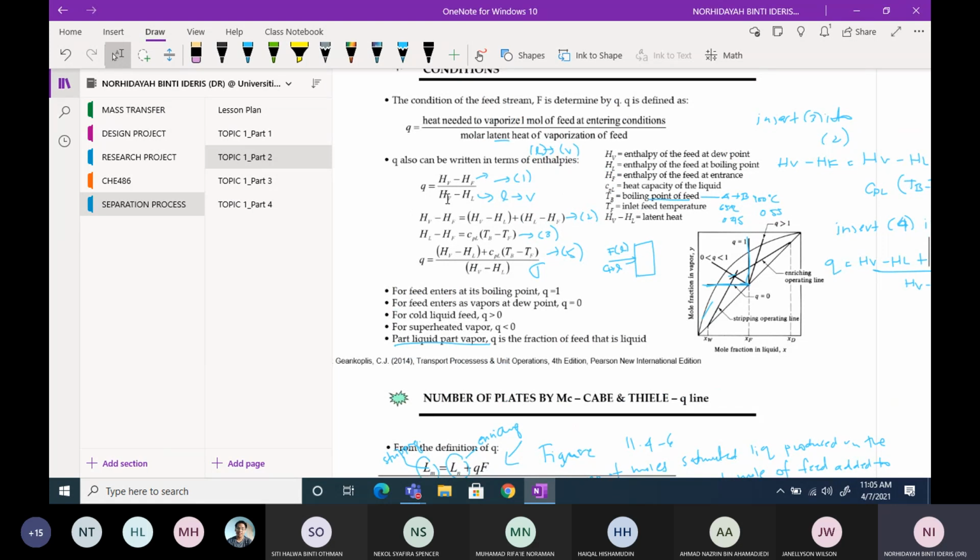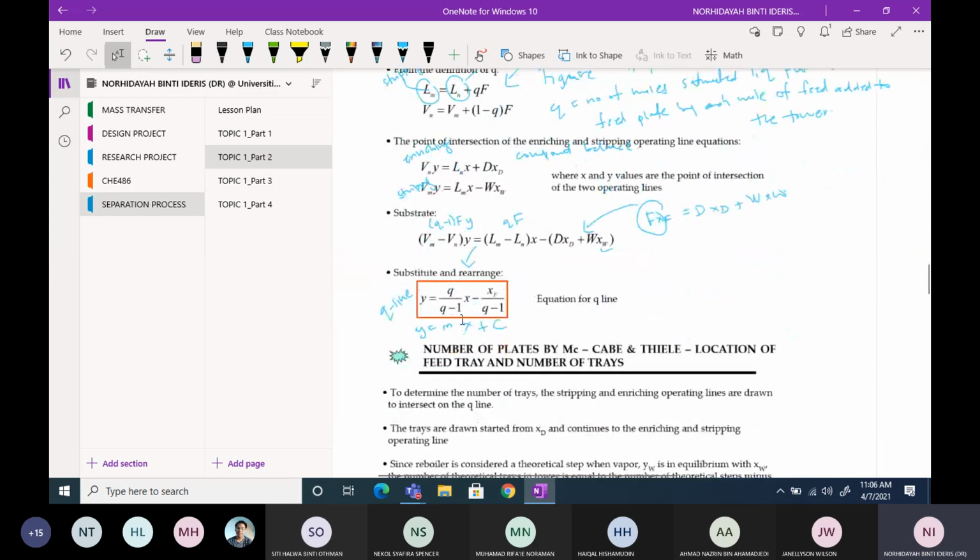If the question already gives you all this information, for example HV, HF, and HL, you can directly calculate q from the first equation. But if the information of HF is not given, and instead it gives you the information of the CPL, TB, and TF, then you can calculate q by using equation number 5 here. Once you calculate the value of q, you can calculate the slope of the q line. Later on we will see how we plot a q line by using the value of the slope that you get.